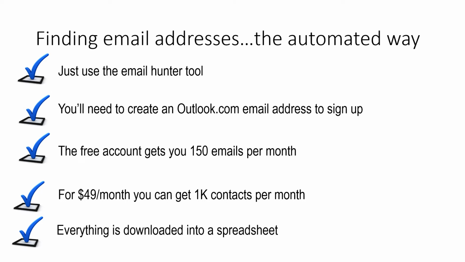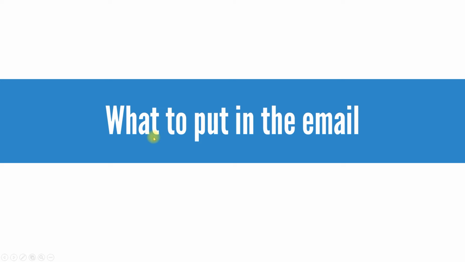A free account gets you 150 email addresses a month. They've also got a paid account that's $49 a month, and that gets you 1,000 contacts a month, which should be enough for you. And everything's downloaded in a spreadsheet. It makes it really simple. Okay, I'm going to go show you this real quick, and we're going to come back, and I'll show you what to put in the email.